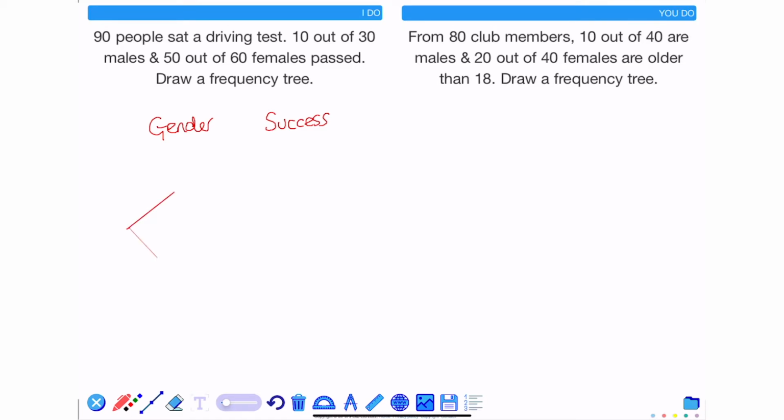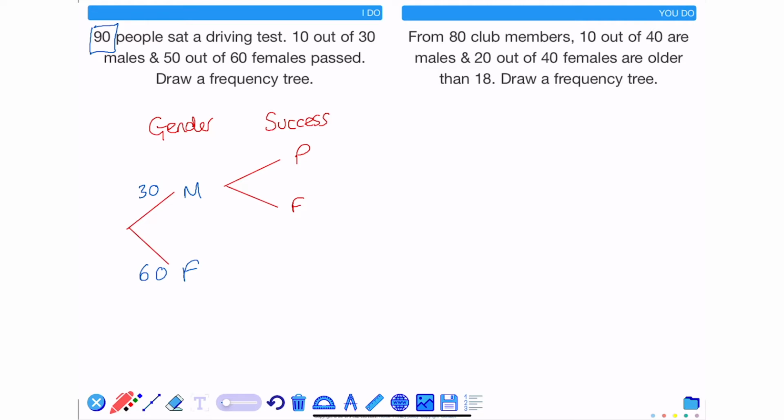The first situation that I've got is that there are 30 males and 60 females. You'll notice that the total of my frequency branches adds up to the total number of people that sat the test. The second branch will then indicate, of the males, how many passed or failed.